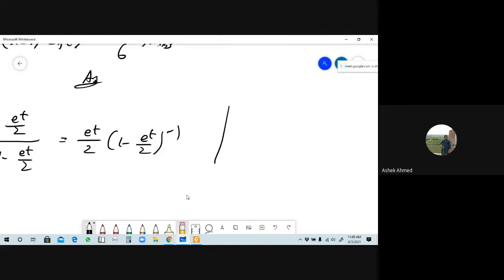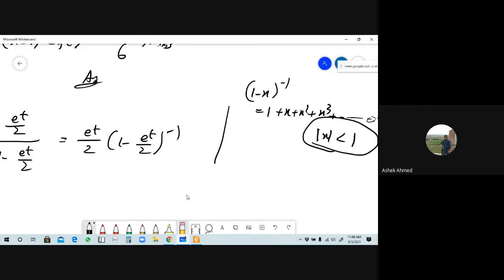But we know a formula: 1 minus x whole to the power minus 1. This is the binomial expansion. Can you remember our binomial expansion? That was equal to 1 plus x plus x squared plus x cubed plus dot dot dot. Is it right? But this series will be convergent. Convergent means the terms approach a fixed number. This series will be convergent when the absolute value of x is less than 1.